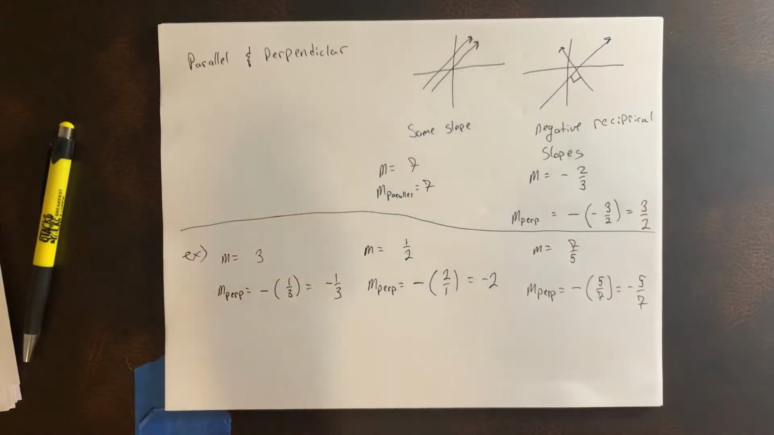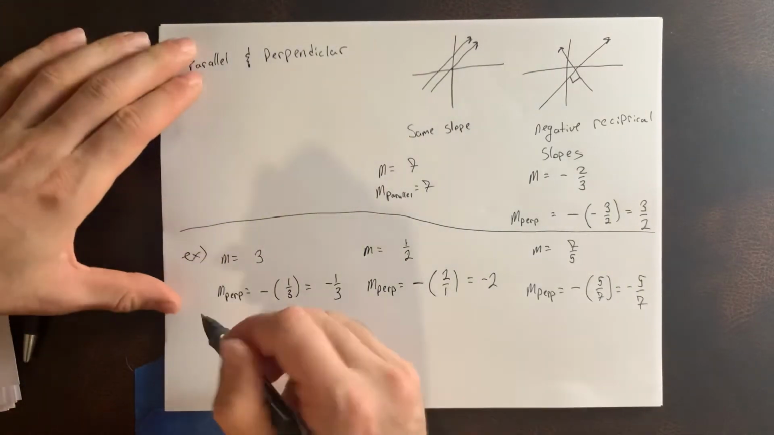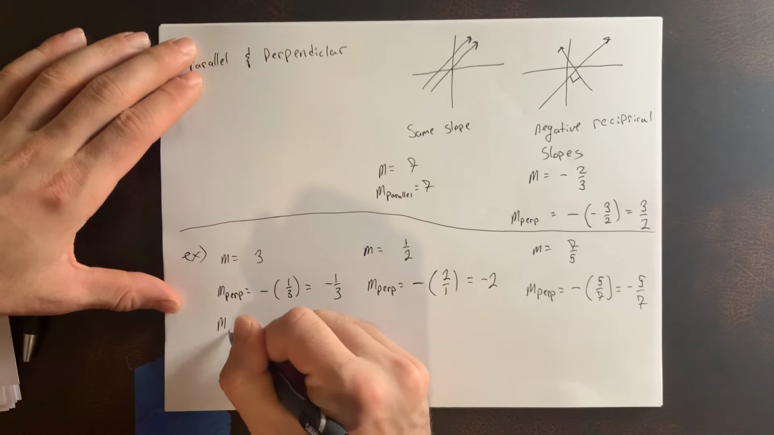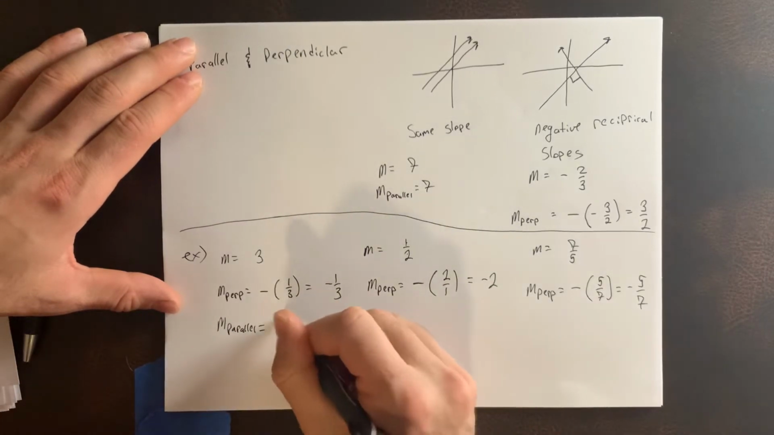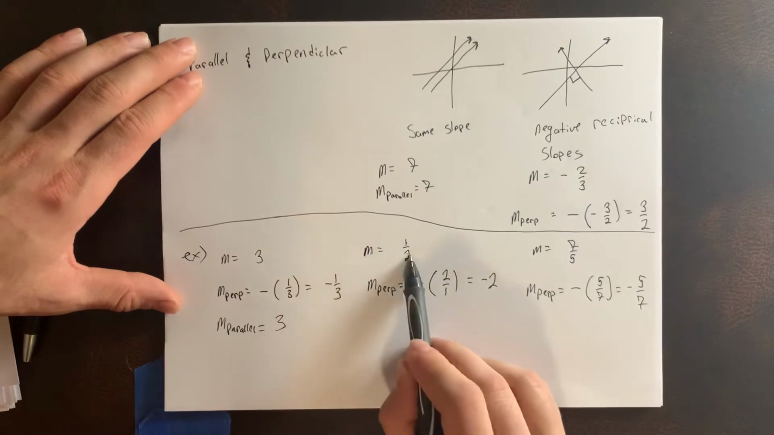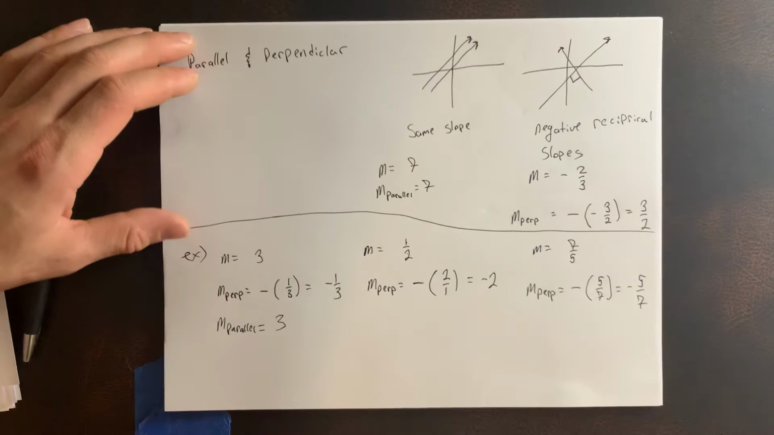Okay, so that's basically what it means. And again, say if this is the perpendicular slope, minus 1/3. Let's just do this one for example. The parallel slope, which is just the same thing, is 3. So the parallel slope for this one would be 1/2. And the parallel slope for this one would be 7/5. It's just the same thing as whatever slope you're given.